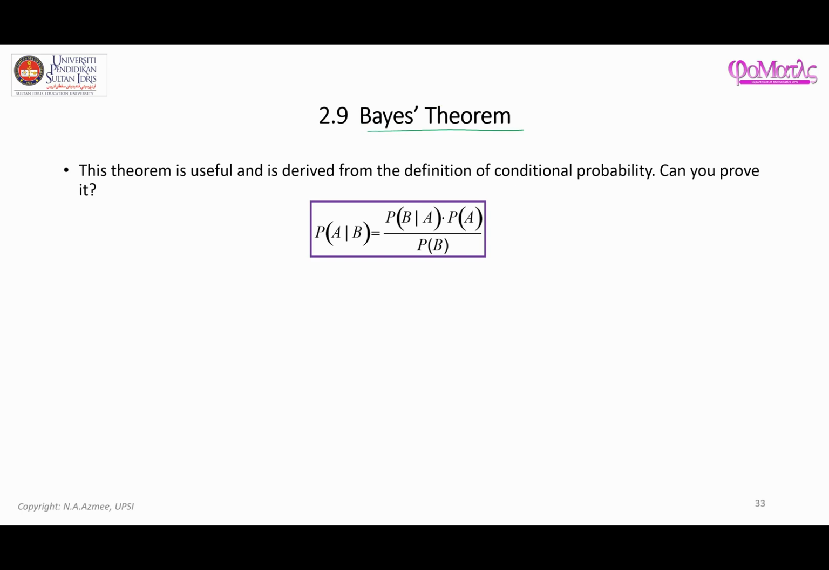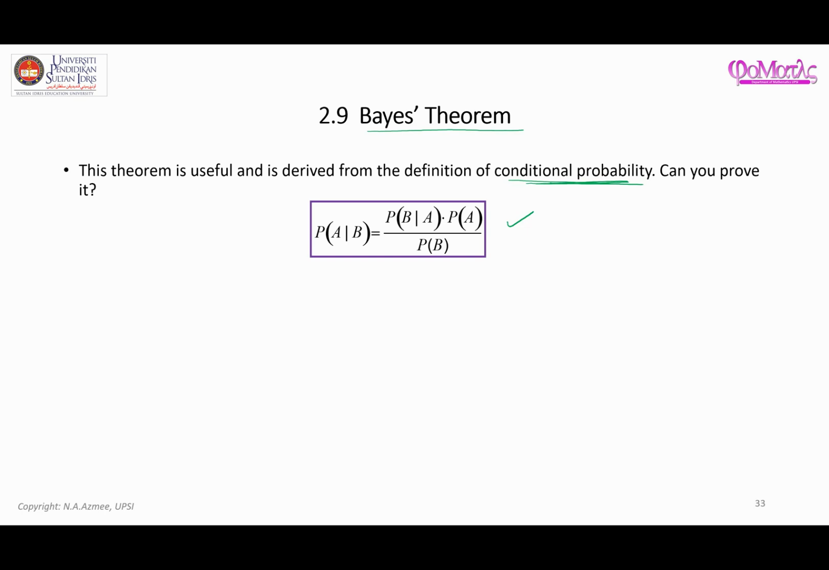In this video, I'm going to talk about Bayes' theorem, and this theorem is useful and is derived from the definition of conditional probability. So this is the formula, the Bayes formula, and I'm going to show you how we can derive that from the definition of this one here. So we've got conditional probability.